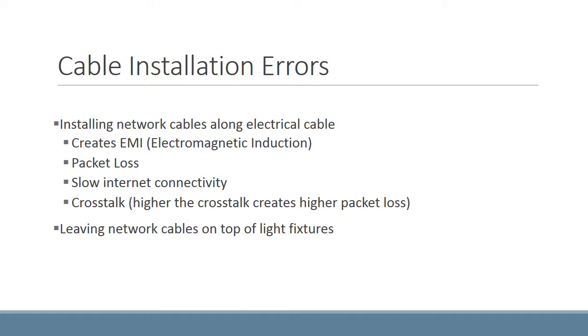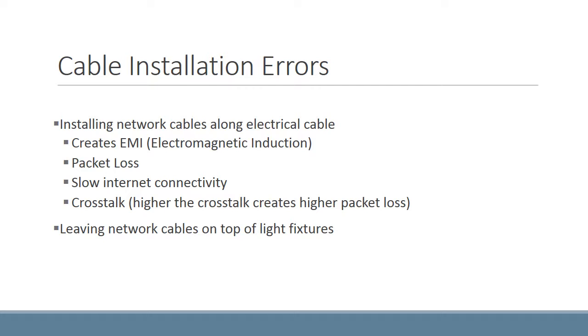One of the most common cable installation errors is installing network cables along electrical cables. When this installation occurs, it creates EMI, electromagnetic induction. It also creates packet loss, slow internet connectivity. It also creates higher crosstalk. The higher the crosstalk, the higher the packet loss.